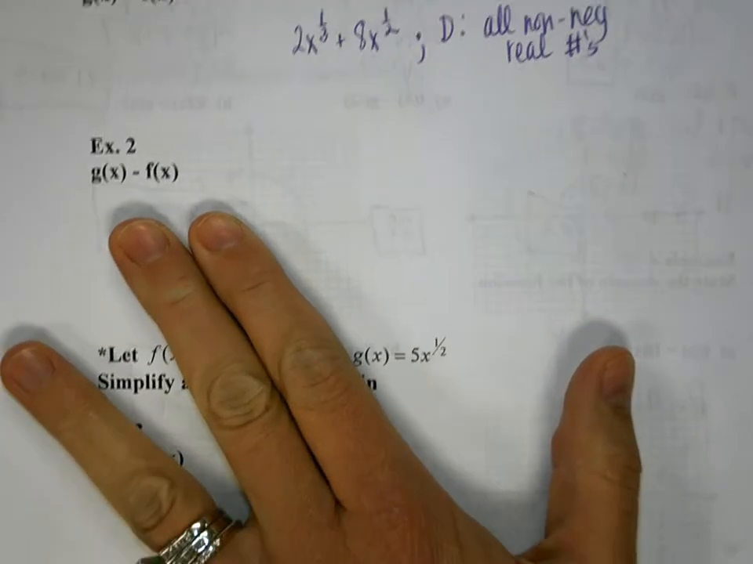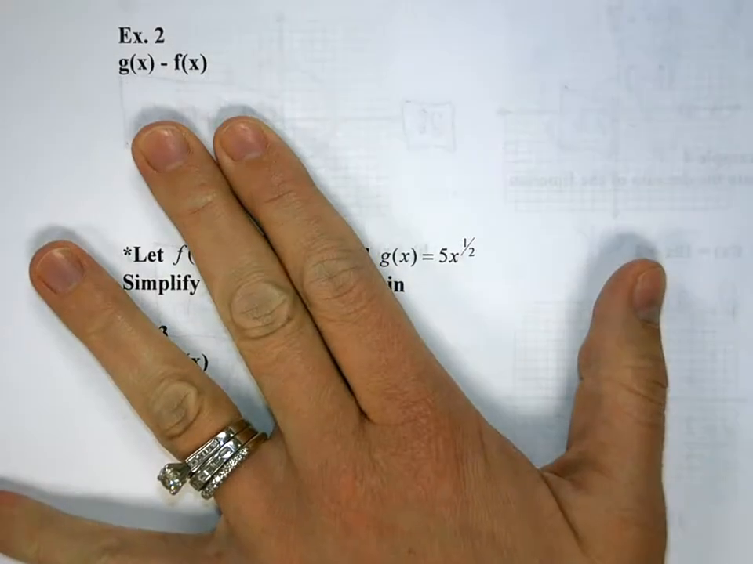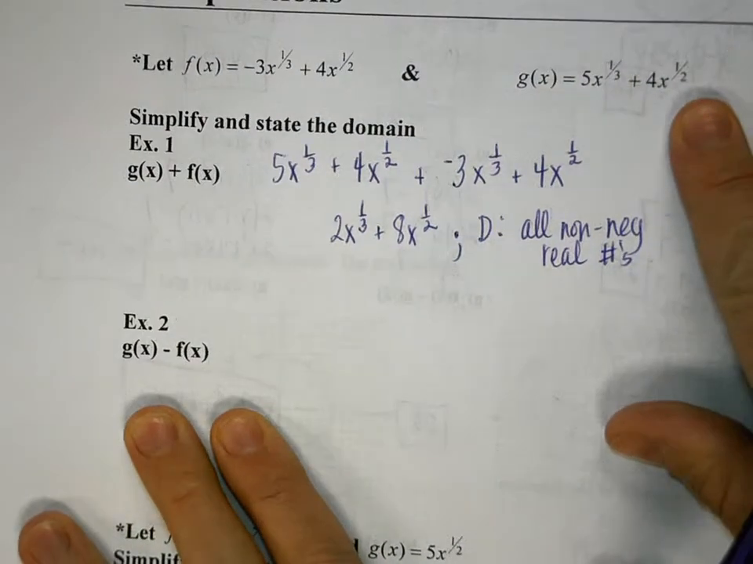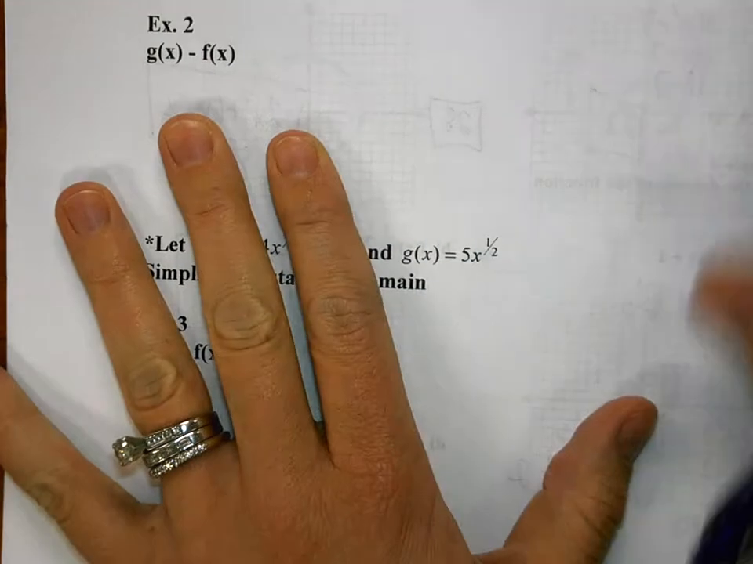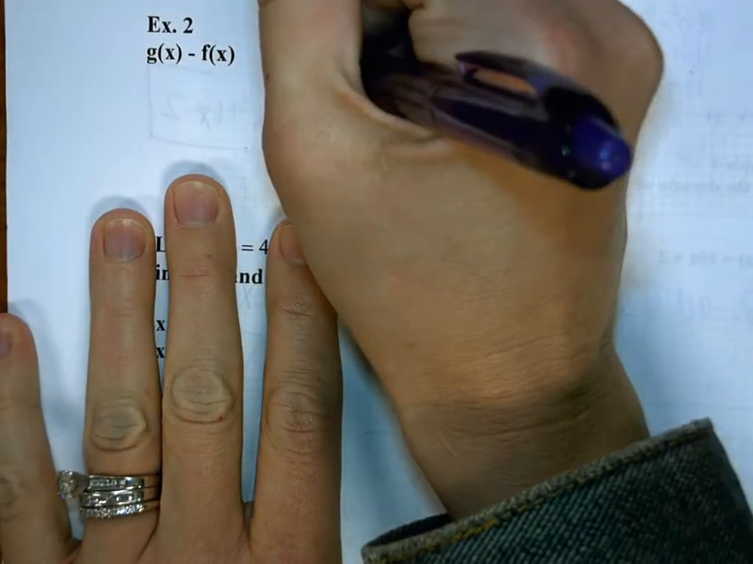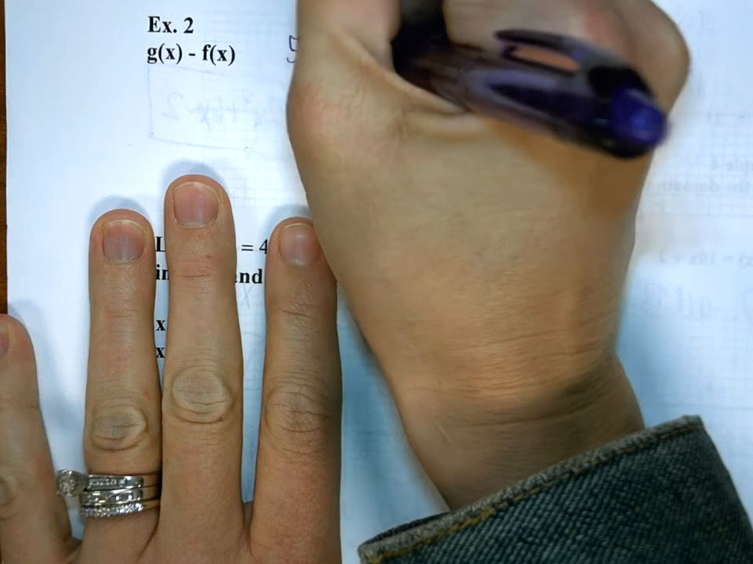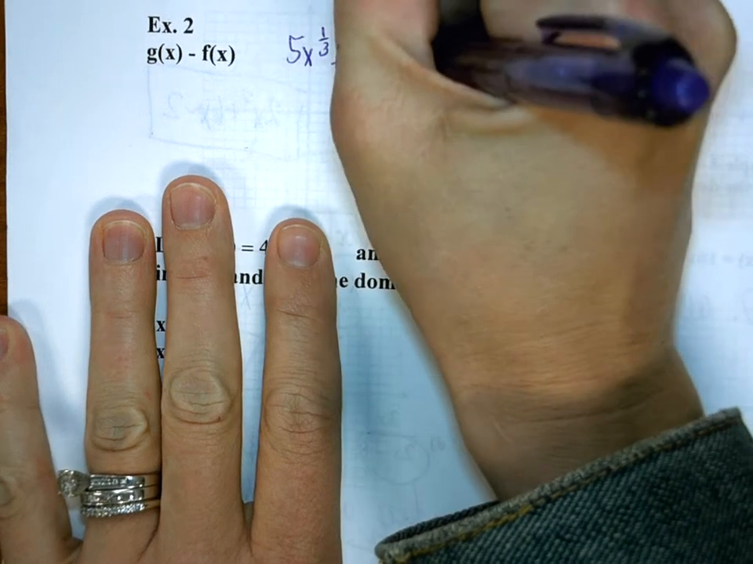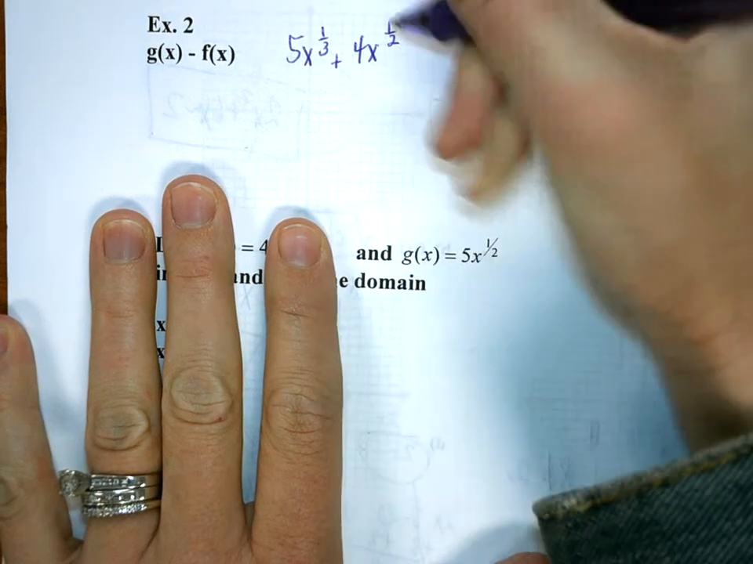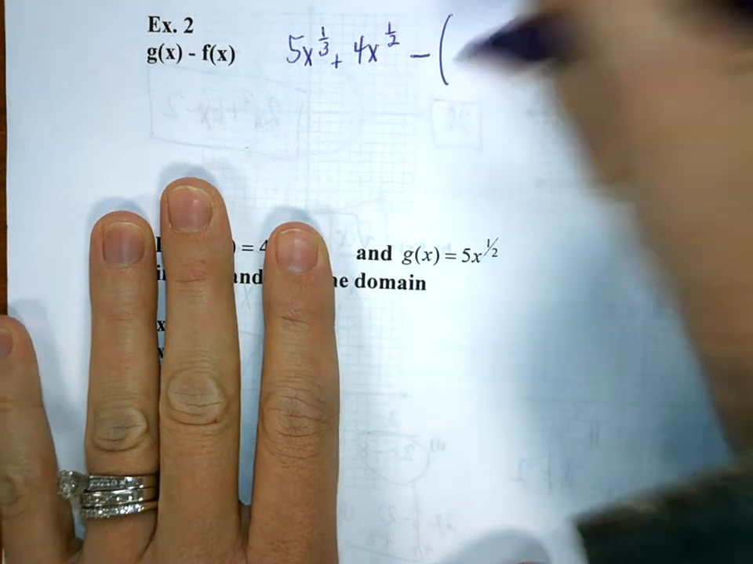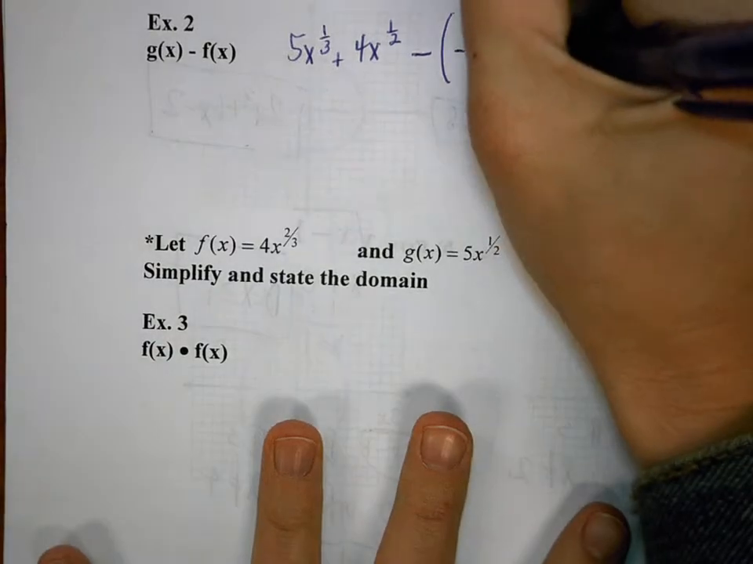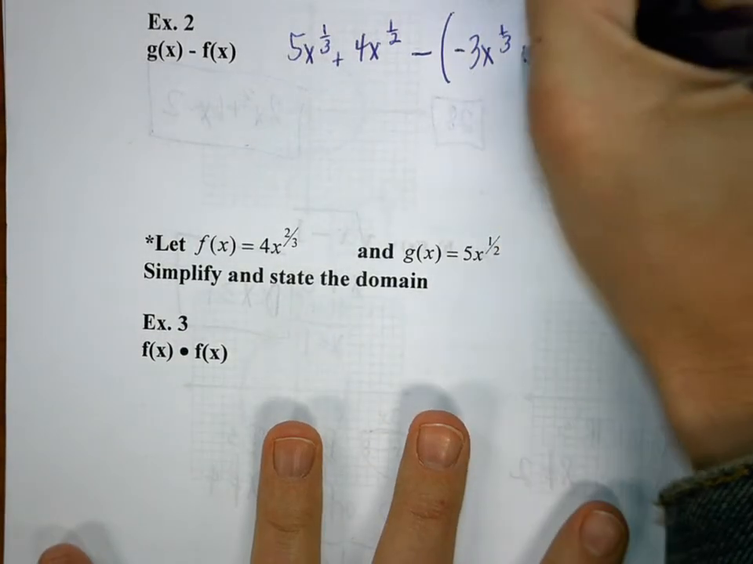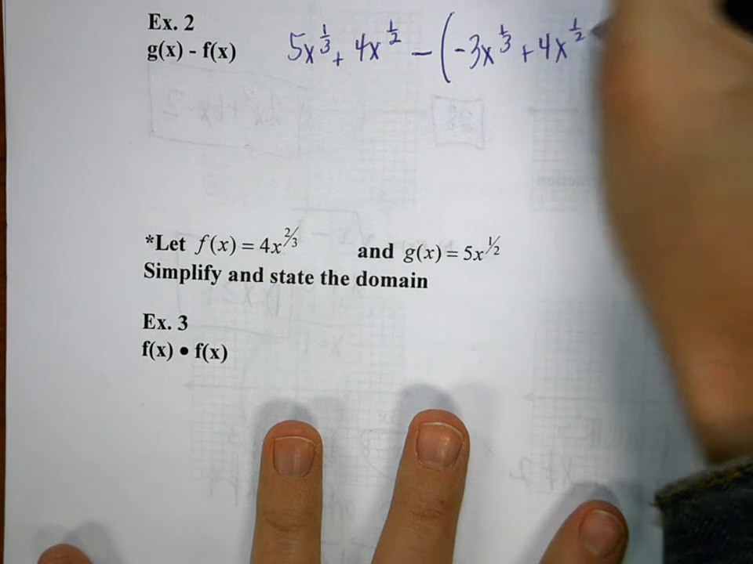Okay, now this says g of x minus f of x. So if we go back to what our equations are that were up here at the top. I'm going to move this up though. So g of x is 5x to the 1/3 plus 4x to the 1/2 minus, and then I'm going to do f of x, my equation for f of x in parentheses, so I remember to distribute my negative through. So I have a negative 3x to the 1/3 plus 4x to the 1/2.